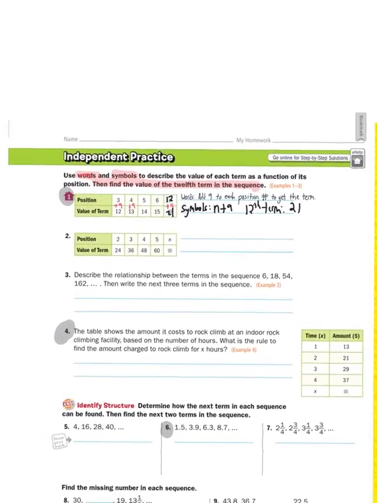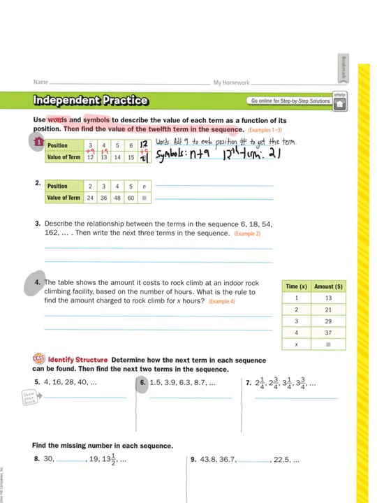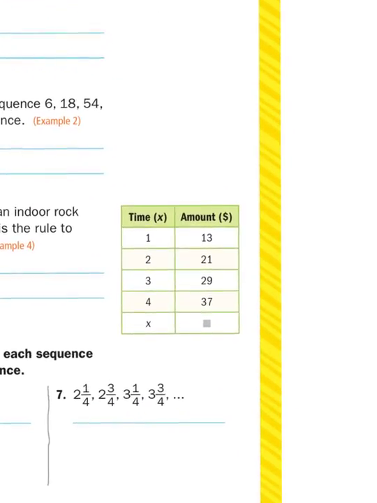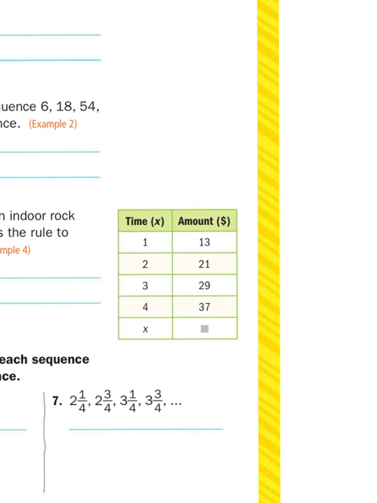Now let's go down to number 4. It says, the table shows the amount it costs to rock climb at an indoor rock climbing facility based on the number of hours. What is the rule to find the amount charged to rock climb for X hours? So I'm going to show you how to look at this rule in the table. And this is a little more complicated rule. So I'm looking to see what happens to the time, remember they're hours, to get the amount. So I'm looking for the rule this way.